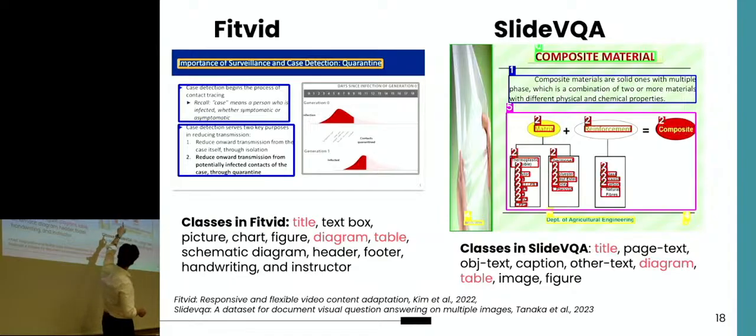On this picture, you can see that there are different labels for the text. For example, there's the title on top. On the bottom, there's another label called page text, which is the text on the slide. Then you also have other text here, which is the text on the footer, on the header. And then you have image object text, which is text on the diagram, on the image. This difference makes it hard, so we couldn't use the same dataset to evaluate on the other one.